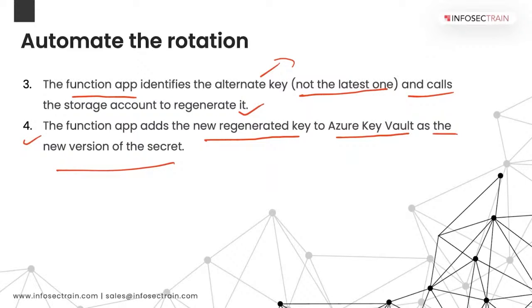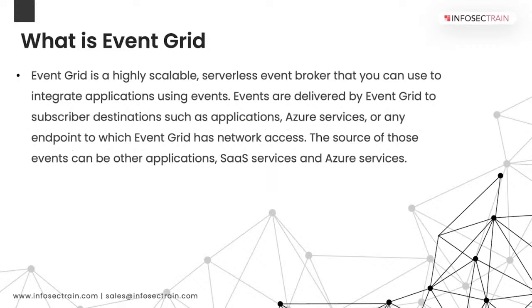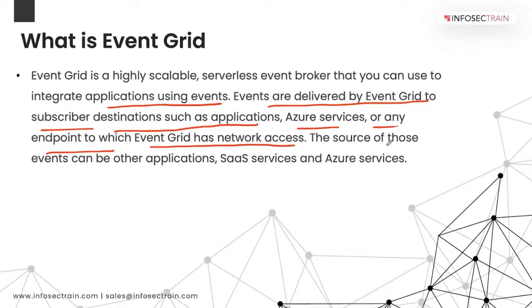Now, in this part, you have seen one thing, which is the Event Grid. Now, what is Event Grid? Event Grid is a highly scalable, serverless event broker in simple terms, right? That you can use to integrate different applications using events. So events are delivered by the Event Grid to subscriber destinations, such as applications, Azure services, or any endpoint to which Event Grid has network access. The source of these events can be other applications, SaaS services, and Azure services.